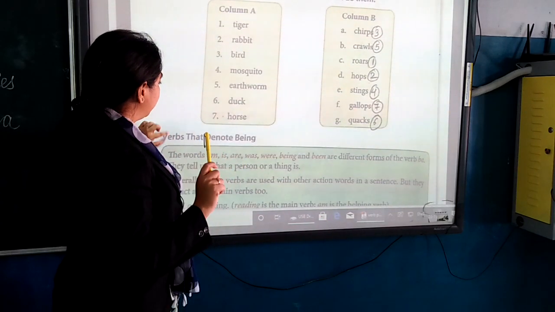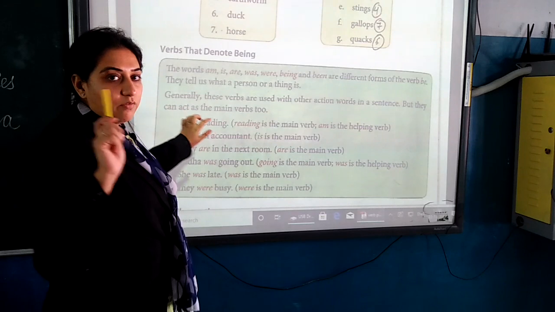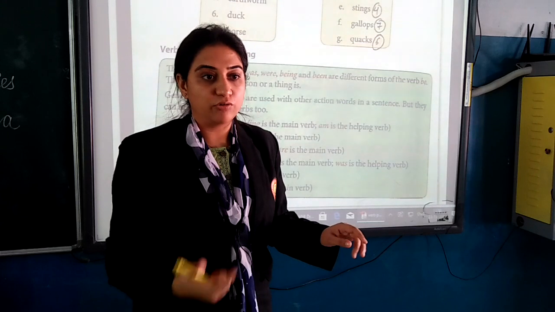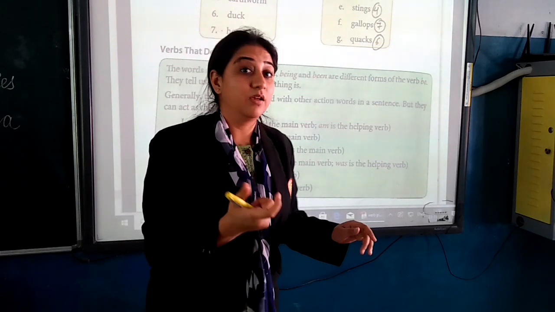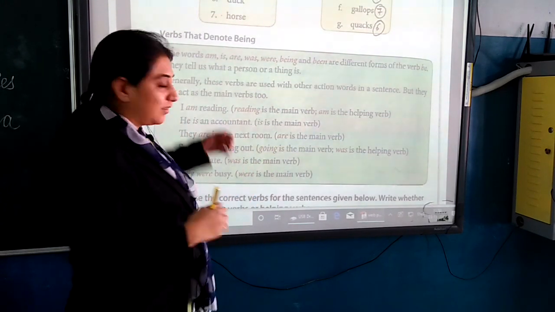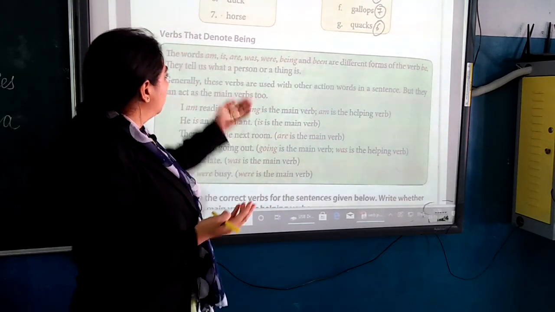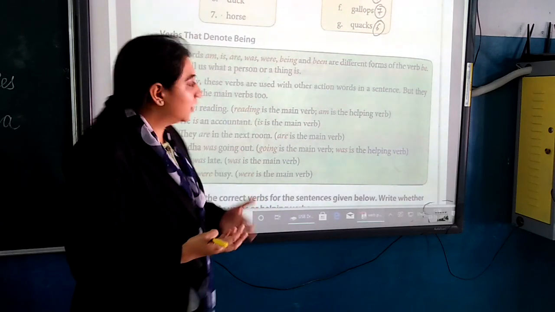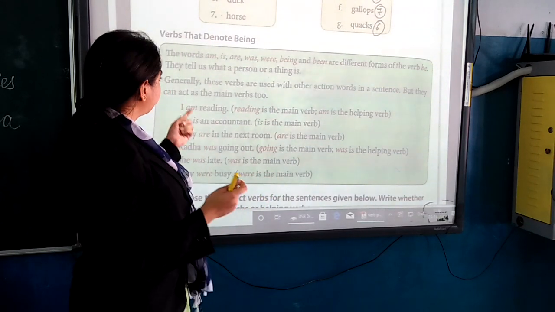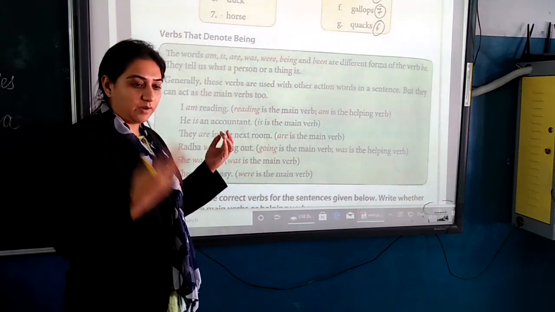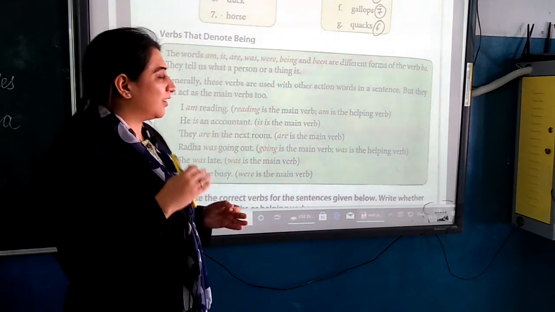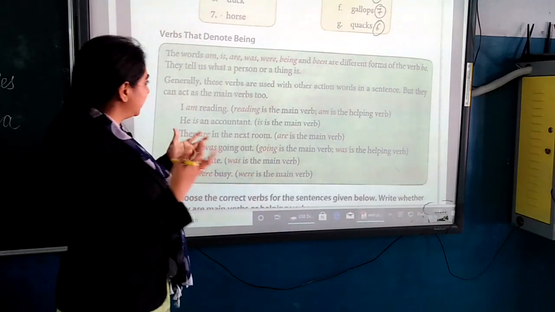So now, verbs that denote being. The first thing: what does verb mean? It shows being, action and position. So the first topic we are going to see is being. What is the exact meaning of being? The words am, is, are, was, were, being and been are the different forms of the verb be. Whenever we talk about a person or thing, we use these words. Generally these verbs are used with other action words. So let us see the sentence.